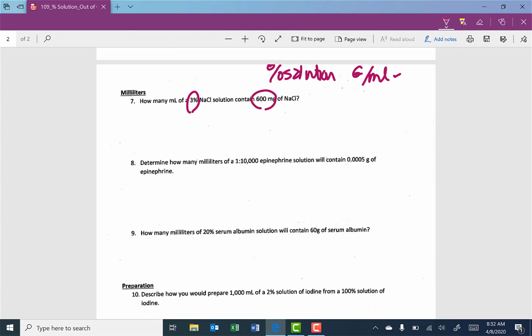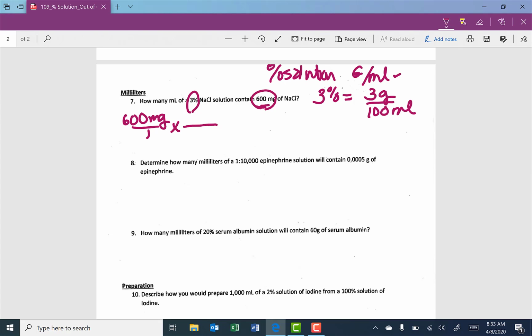Remember that a 3% solution would mean 3 what? You know it, 3 grams over 100 milliliters. So that's the first key. We're starting with, or we're given, in dimensional analysis, start with what you're given, 600 milligrams. So we have 600 milligrams over 1.